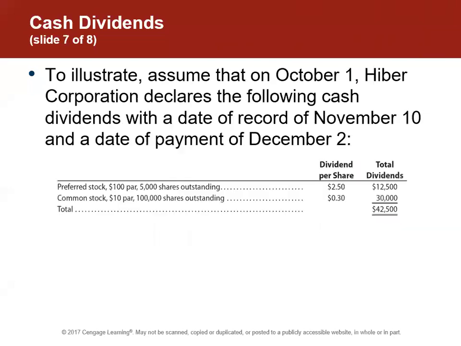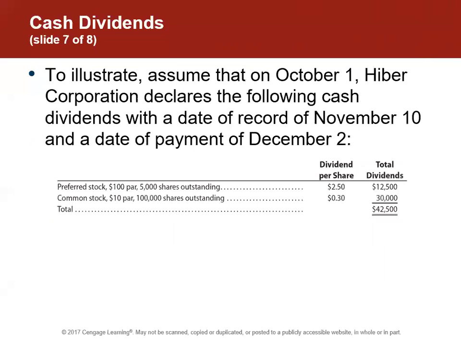Okay, so to illustrate, assume that on October 1st, Hibber Corporation declares the following cash dividends with a date of record of November 10th and a date of payment of December 2nd. So October 1 is the date of declaration. That's the date we're going to incur a liability.